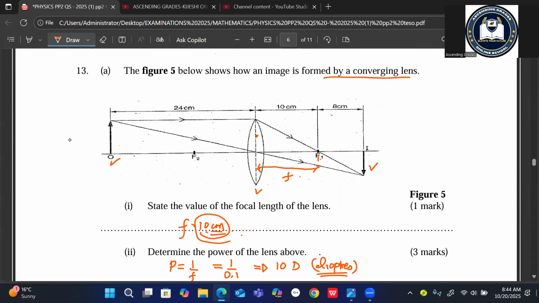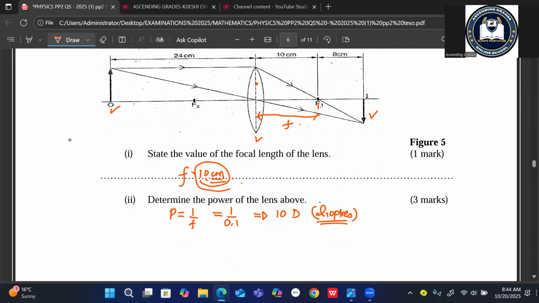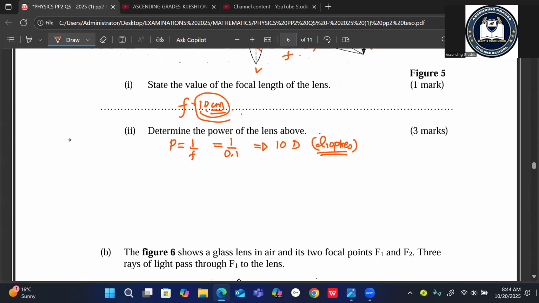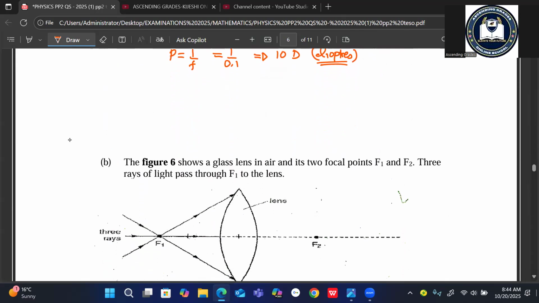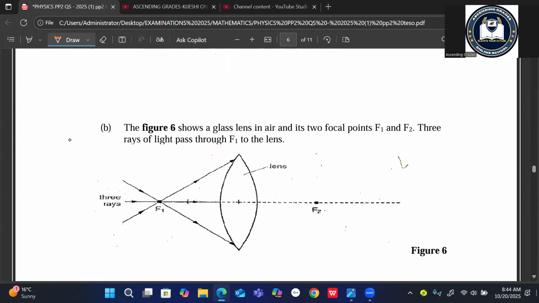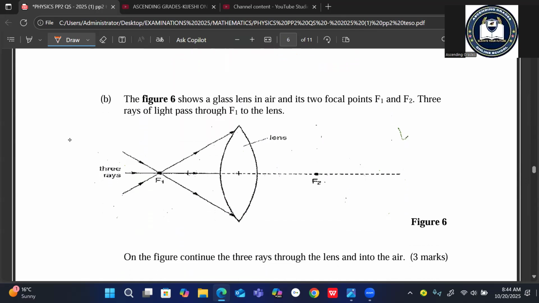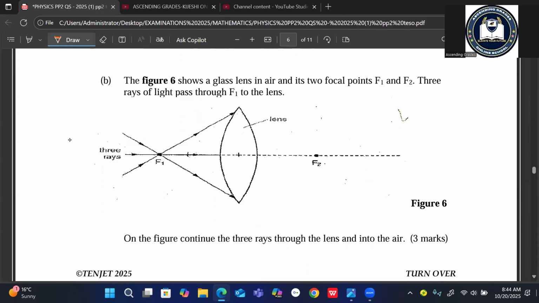They are called diopters. We have another figure here. It shows a glass lens in air and these two focal points, F1 and F2. Three rays of light pass through F1 to the lens. So you can see our first ray, our second ray, our third ray.